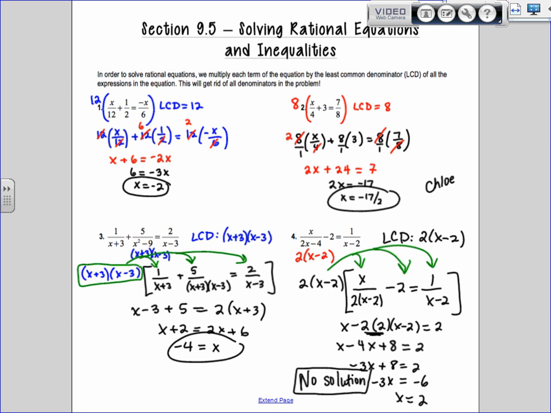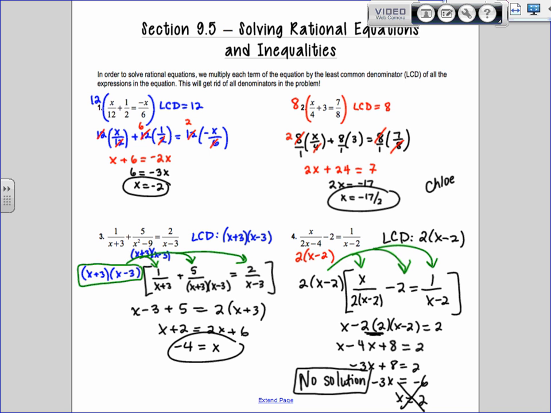What happens when you plug it back in? When you plug it back in, you divide by 0. You have 1 over, it would be right here, 2 minus 2. 1 over 0. Doesn't work. And it also doesn't work here either. This is 4 minus 4. So when that happens, it's no solution. That's called an extraneous solution. So we cross it out and we write no solution.